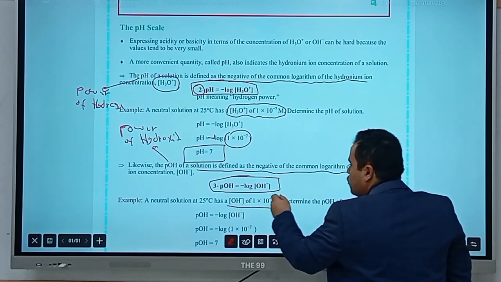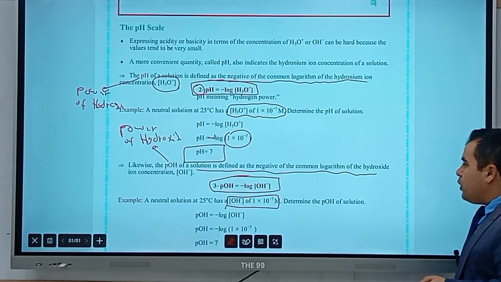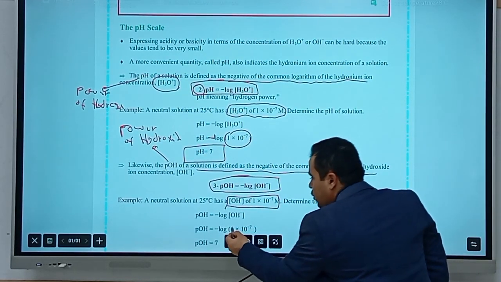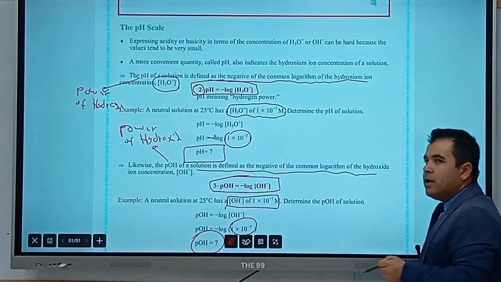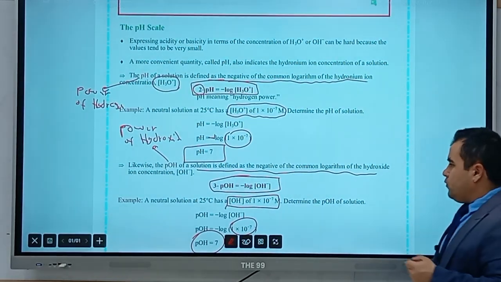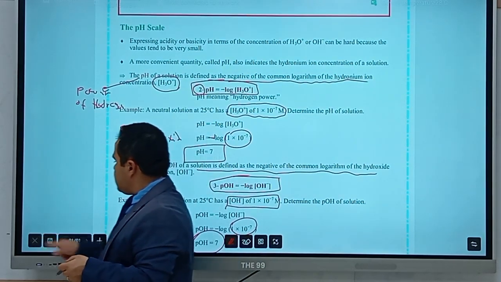If the hydroxide concentration is 10 to the power minus 7, how to convert this to pOH? Simply minus log of 10 to the power minus 7 represents the pOH of 7. That means the solution is neutral. The pH as well is 7, which means neutral.